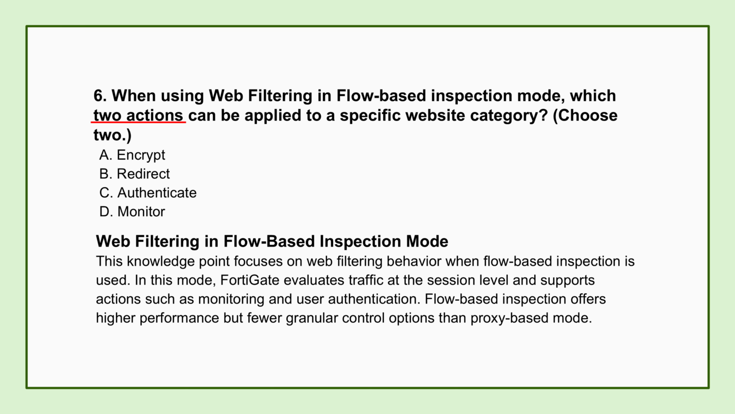What are the 2 supported actions we can take in the common flow-based inspection mode against a prohibited web category? Right. In flow-based inspection, the firewall processes traffic very, very quickly, often without fully proxying the connection. And because of that speed optimization, the actions are a bit more limited than in proxy mode. Okay, so what are they? You can set the category to require authenticate, which forces the user to verify their identity to continue. Or you can set it to monitor, which just logs the activity for auditing and reporting.